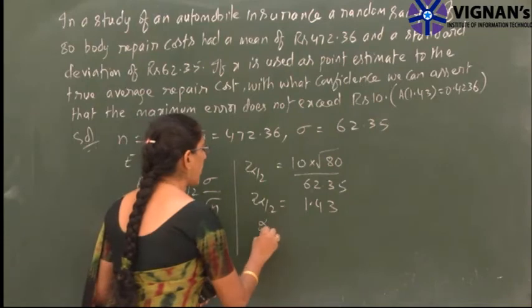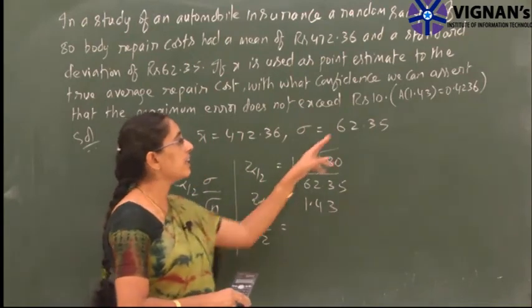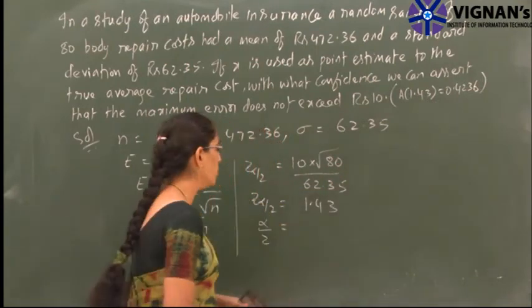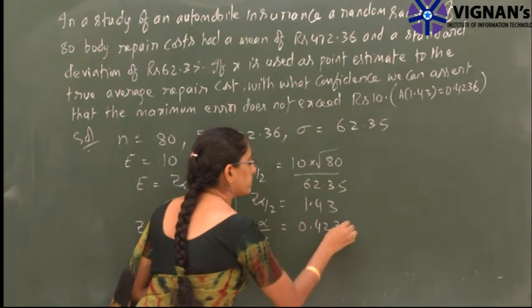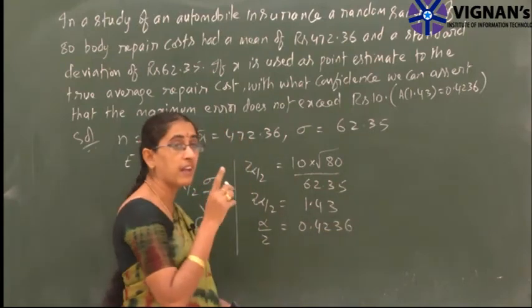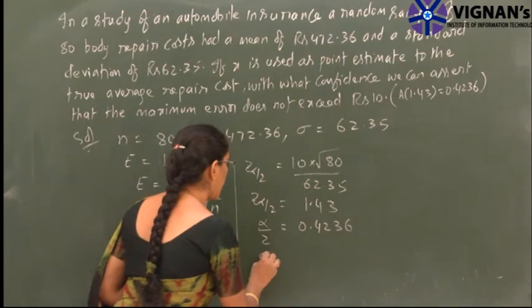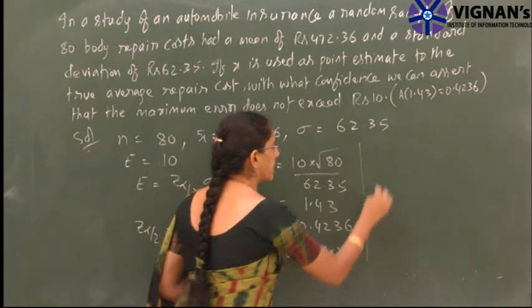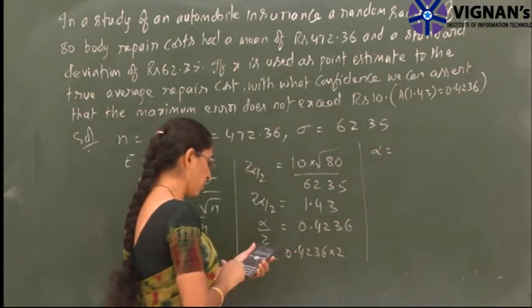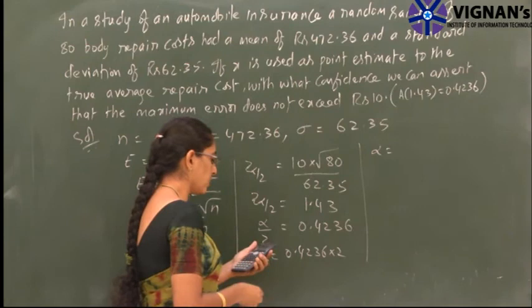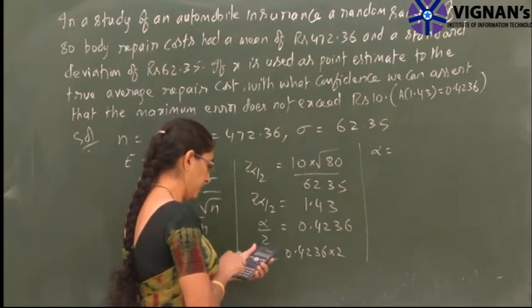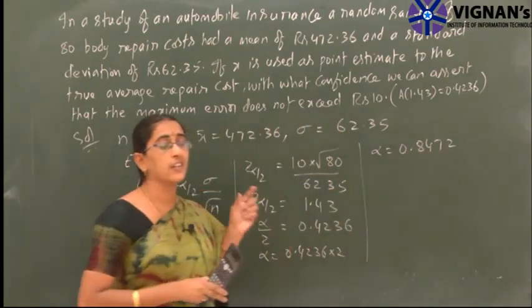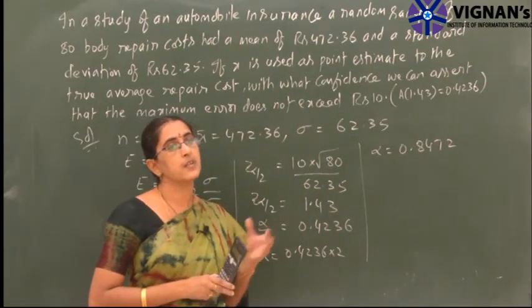Now find the z value of 1.43. So the table value of 1.43 is 0.4236. Okay, now we have to find the value of only alpha. So from this, alpha equal to 0.4236 into 2 is 0.8472. Okay, but remember here, always the confidence level is given in terms of percentages.